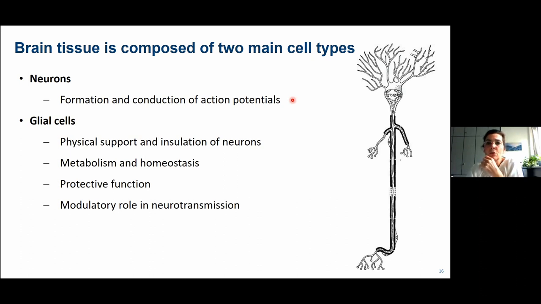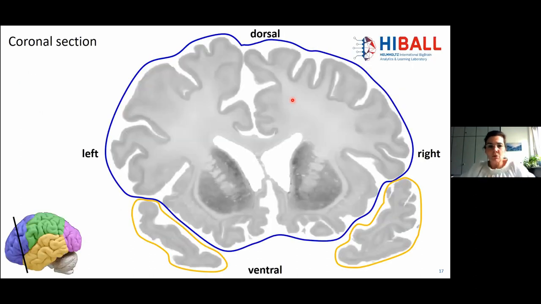Now, if I show you a section through the big brain, and that's what you see here, this section was taken approximately from the level of the big brain indicated by this black line. What I've done here is that the blue line encompasses the part of the section that belongs to the frontal lobe, and the yellow lines encompass the part of the brain that belongs to the temporal lobe, okay?